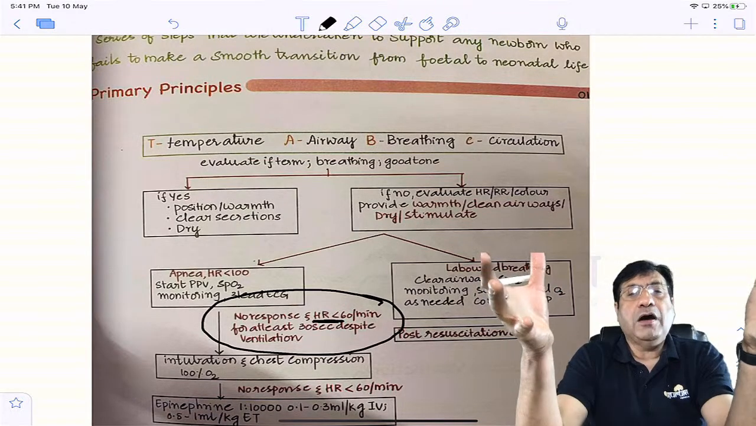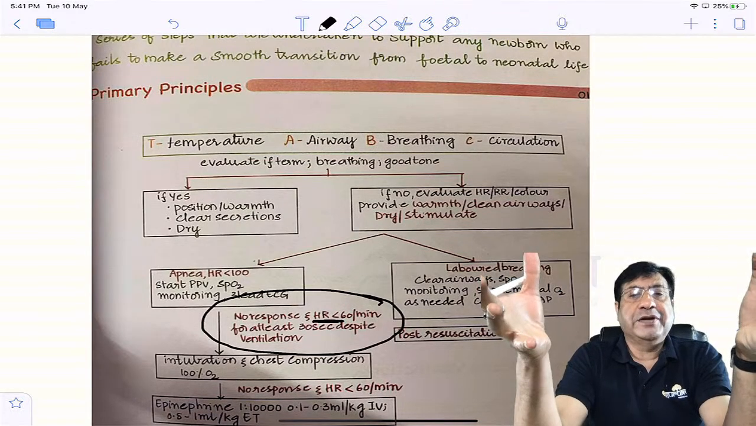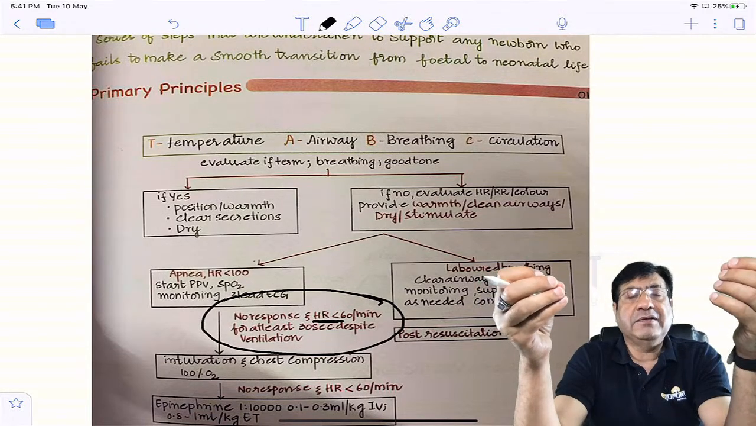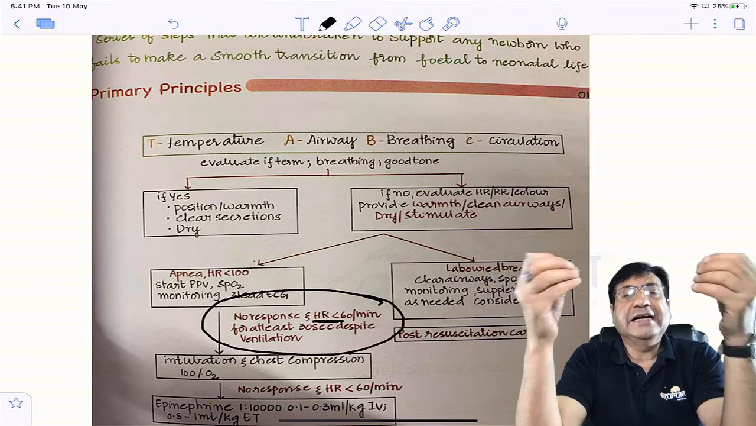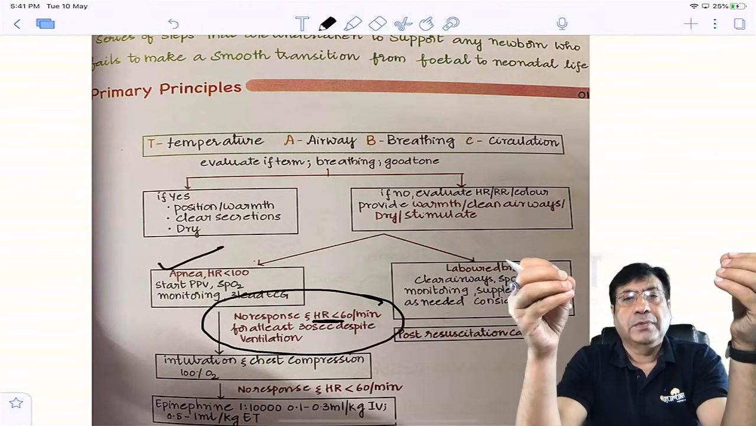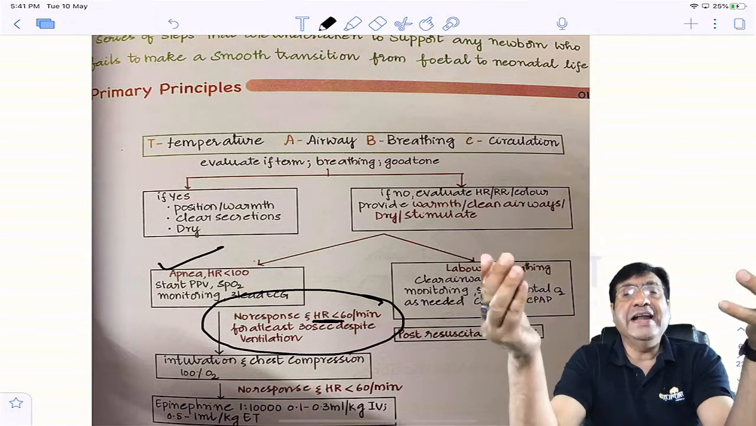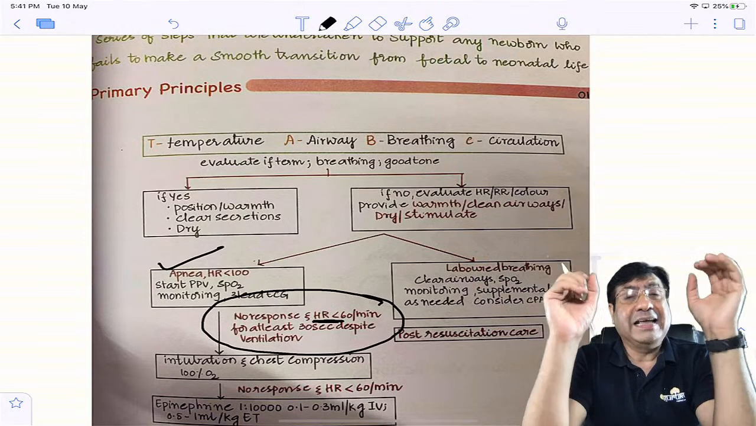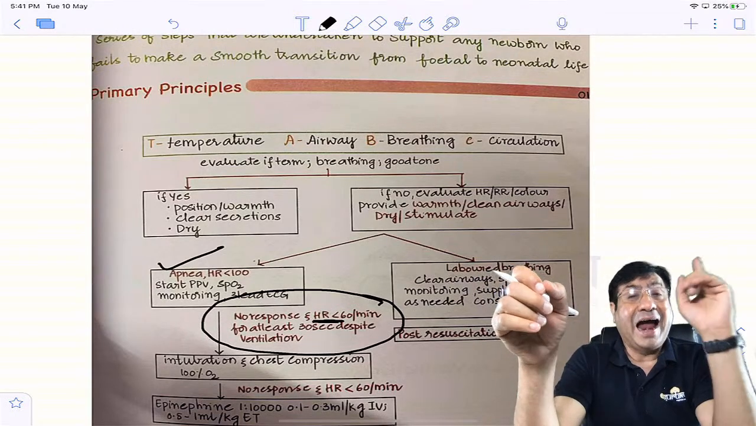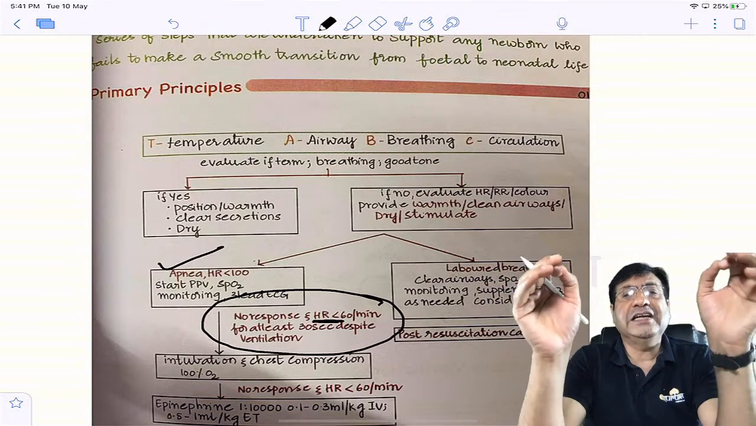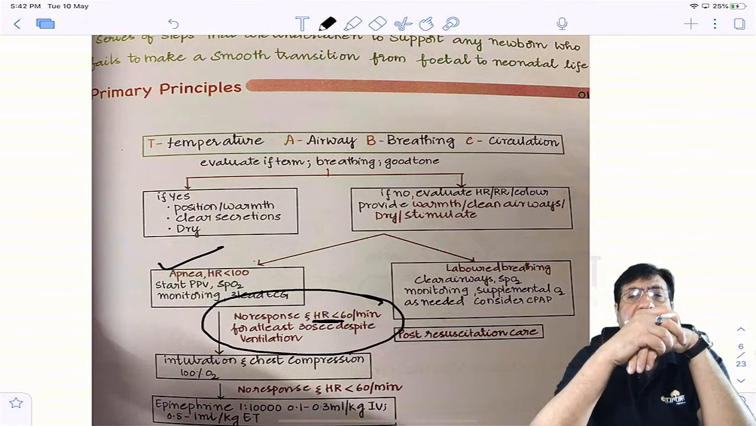So the recommended indication for starting positive pressure ventilation is that any newborn who continues to be in a state of apnea or has a persistent bradycardia, heart rate less than 100, despite giving tactile stimulation at 60 seconds of birth, should be immediately started on positive pressure ventilation.